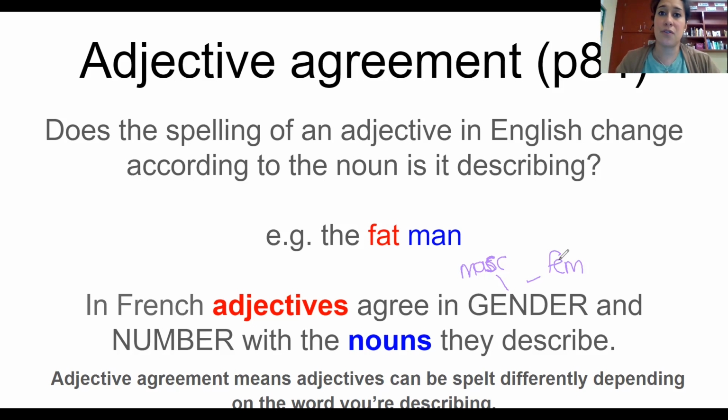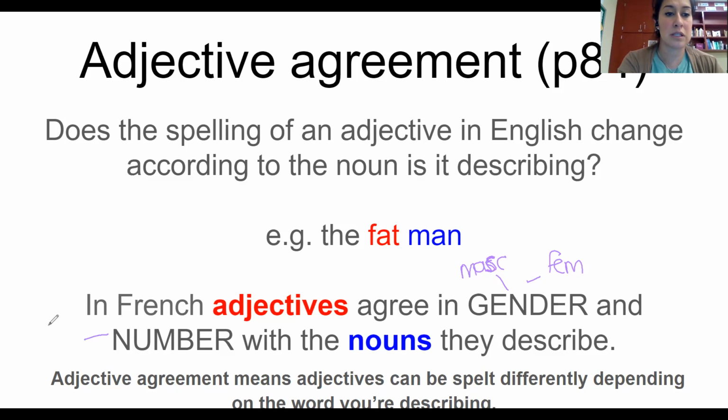But this gender counts even for objects. So in French, la table, the table, is feminine. So if I'm describing a big table or a small table, the word big would change because table is feminine. So that's what we mean when we're talking about gender. And that's why gender is so important. When we take down our notes, it's important to keep note of whether it's masculine or feminine.